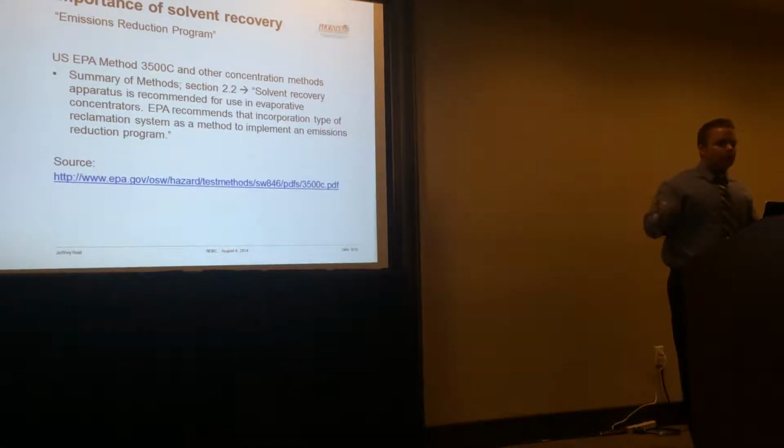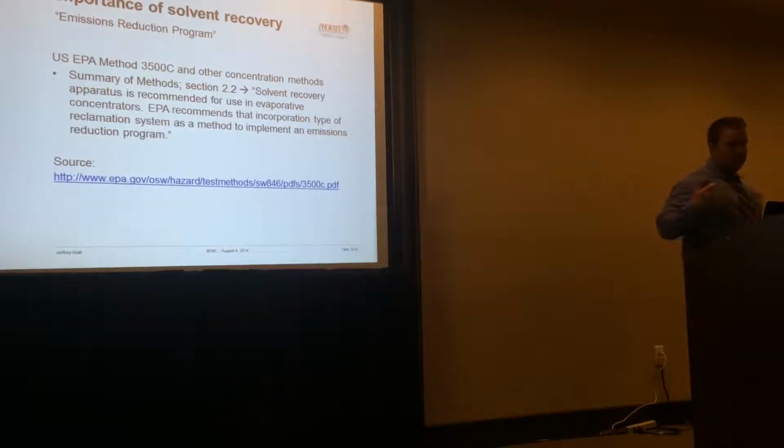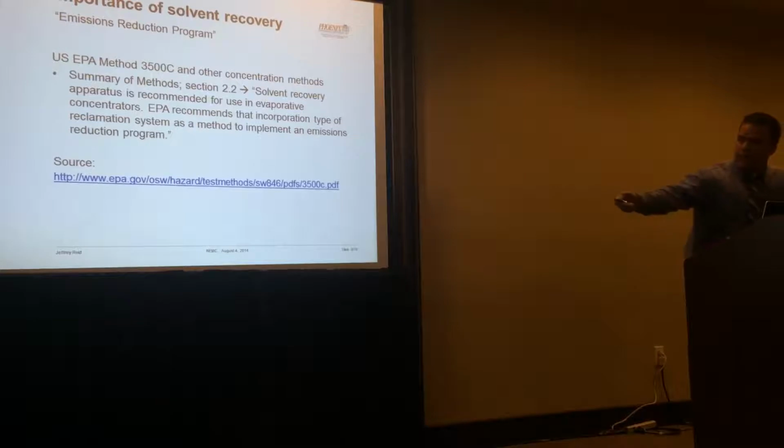So why is it so important to collect your solvent? Well, if you look at actual websites from the EPA, you go to the 3000 series, which is mainly the sample prep series of the US EPA, you'll see there's something called the Emissions Reduction Program. And what this is pretty much stating is that you can use any evaporation technology you would like to use. However, you have to make sure you have some type of solvent recovery system. This is verbatim, the EPA.